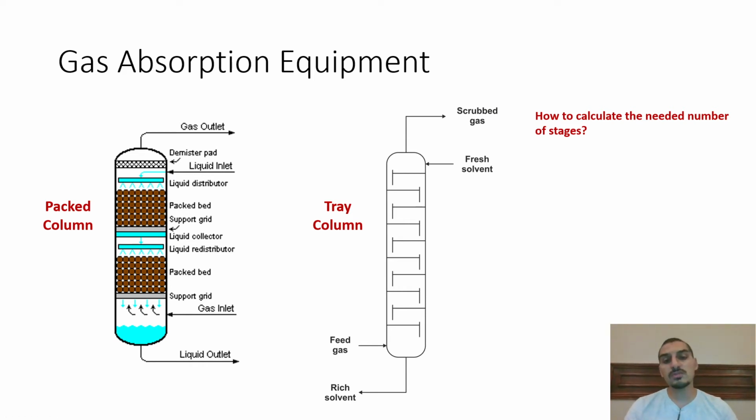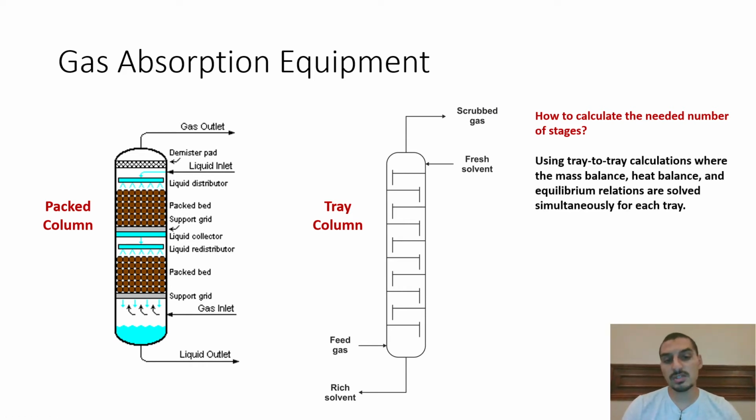The way we do this is by doing tray-to-tray calculations, where we do mass balance, energy balance, and equilibrium calculations on each stage. And this stage will give information to the next, and so on until we reach the bottom stage, and then we know the number of stages that we need to achieve this absorption. But as we mentioned before in distillation, this is a very tedious, time-consuming process, and it includes a lot of iterations, and it's not easy.